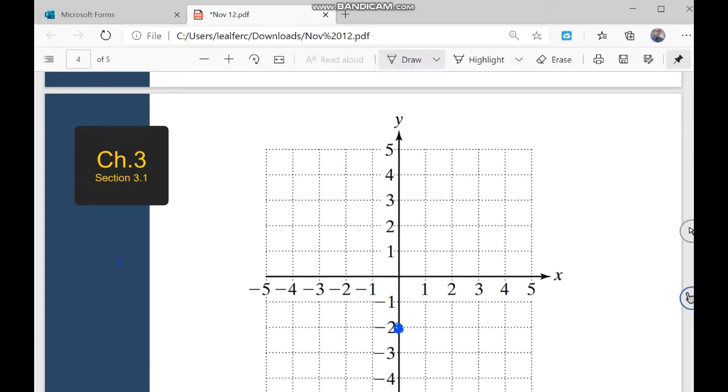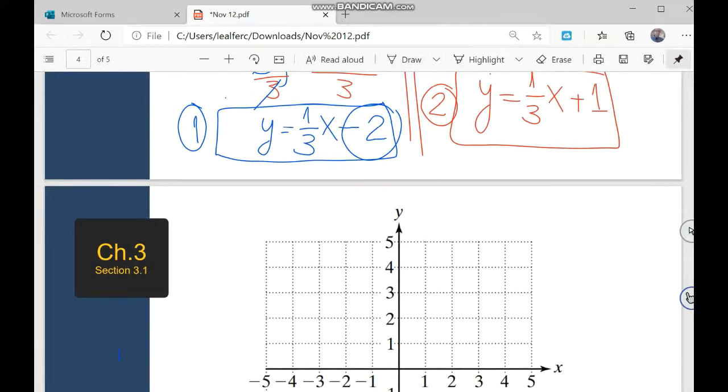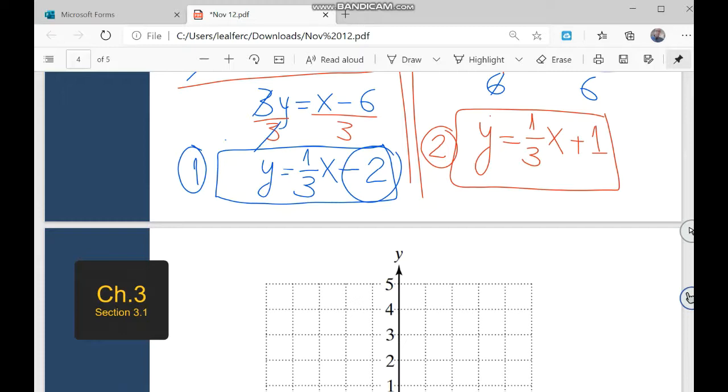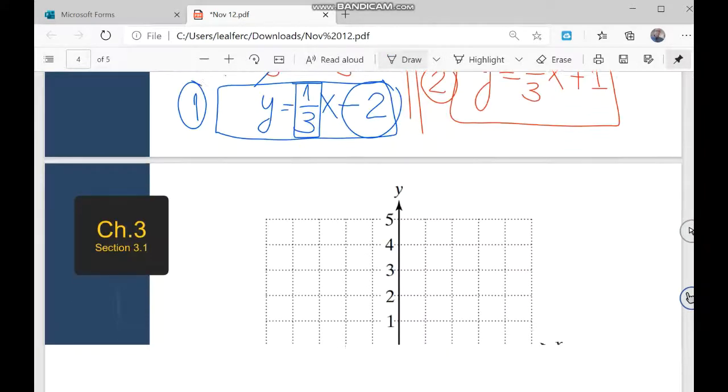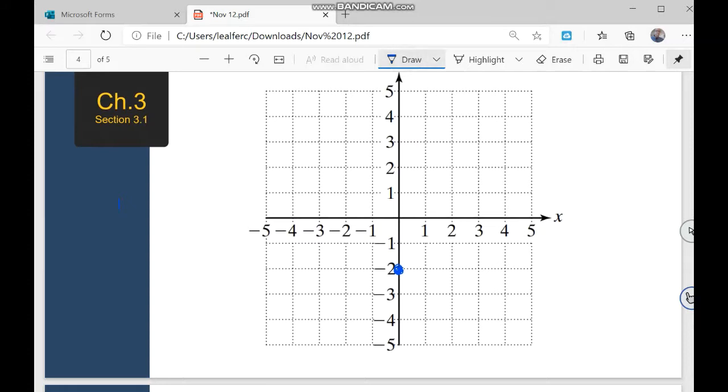And the slope is going to be 1/3. This is the slope, 1/3, which is rise over run. Run is 3, and rise is 1. And we found 2 points. You can draw a straight line through these 2 points. Okay? And pretend this is a straight line.